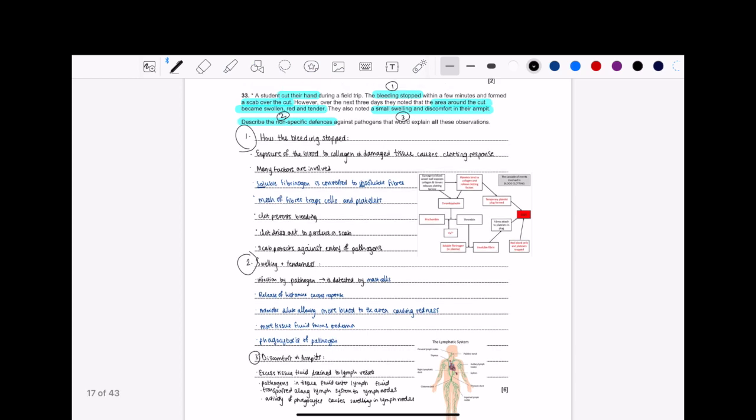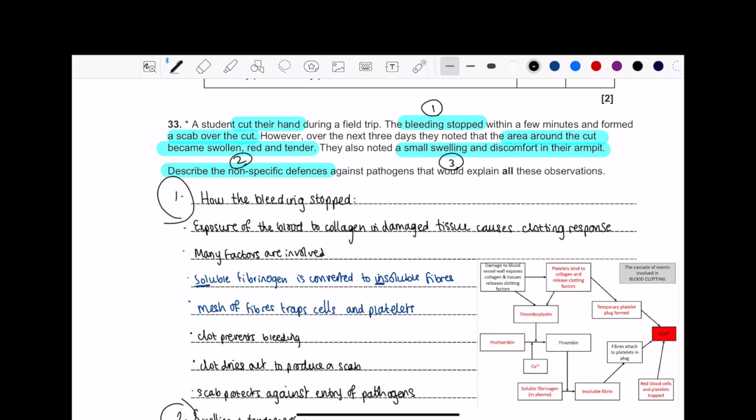As you can see here, I've highlighted the key parts and I've also numbered them. So, student cuts their hand, great. Not great, but you know. Bleeding stops, that's number 1. Number 2 would be the fact that the area around the cut becomes swollen, red and tender. And the third part is the small swelling and discomfort in the armpit. Those are the 3 things I'm going to tackle because they would explain all the observations.